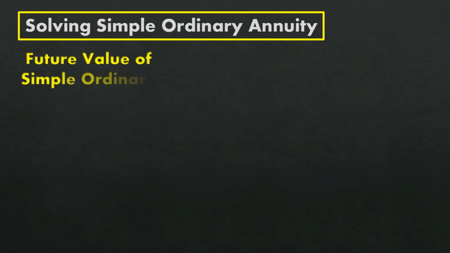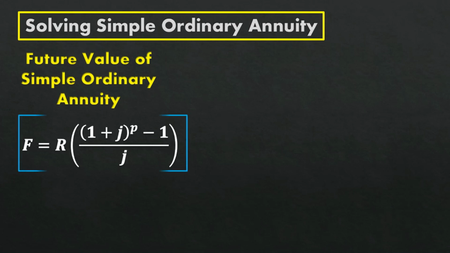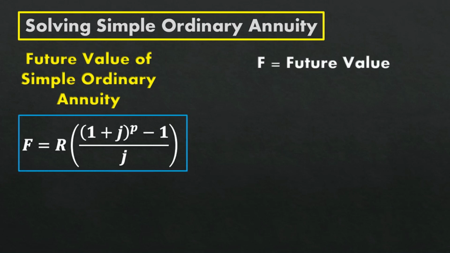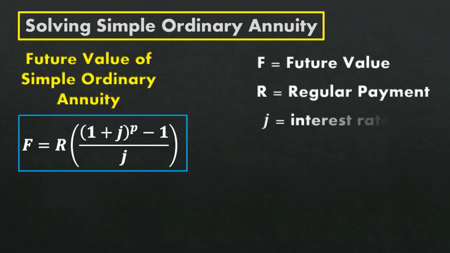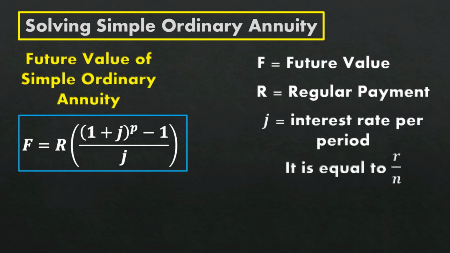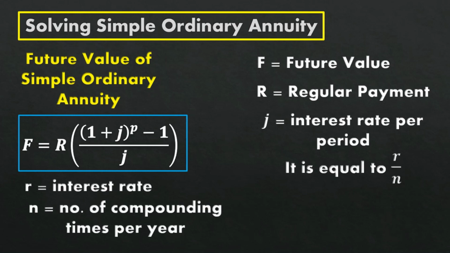Ito yung future value ng isang simple ordinary annuity. Ito yung formula niya. Yung F dyan ay future value. R is the regular payment. J is the interest rate per period. At ito ay equal sa r over n. Kung matatandaan ninyo yung nakalagay sa compound interest formula, that's the same r over n. r is the interest rate and n is the number of compounding times per year. P is the number of payments.